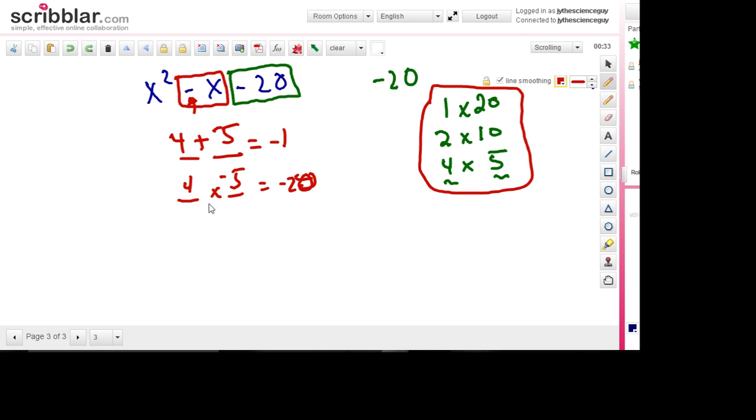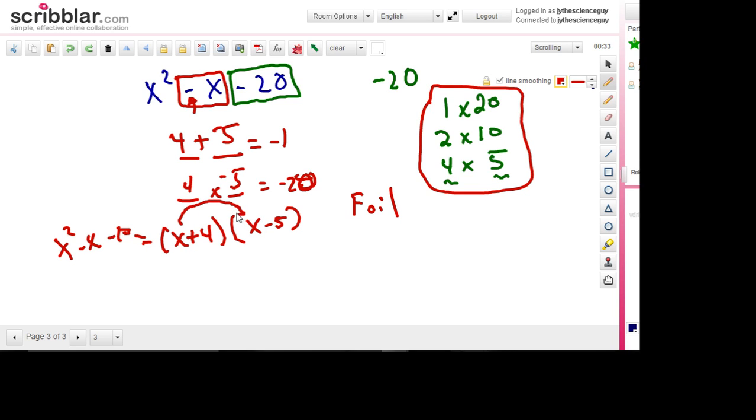So now I have my two sets of factors. One factor would be x plus 4, and the other factor would be x minus 5. And so that is equal to this, x squared minus x minus 20. Those two things are equal to one another. I'll show you why, because it's something called foiling. Do you remember this from high school a long, long time ago?